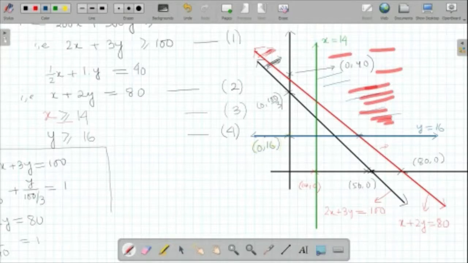Let's call this A. Okay, and let's call this corner point B. So we have A and B, right?